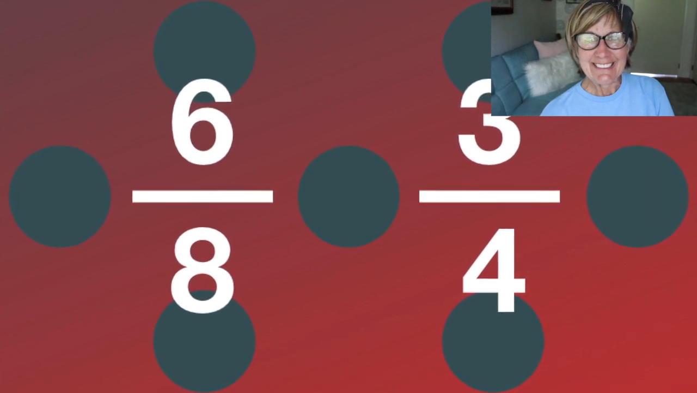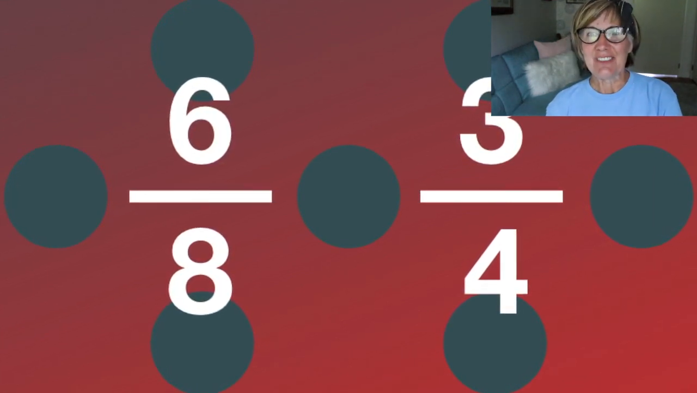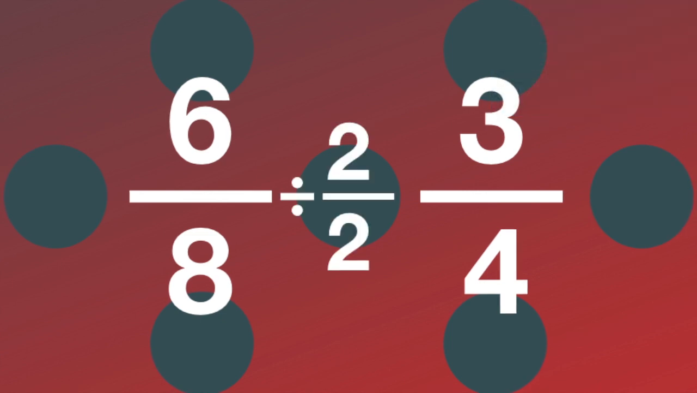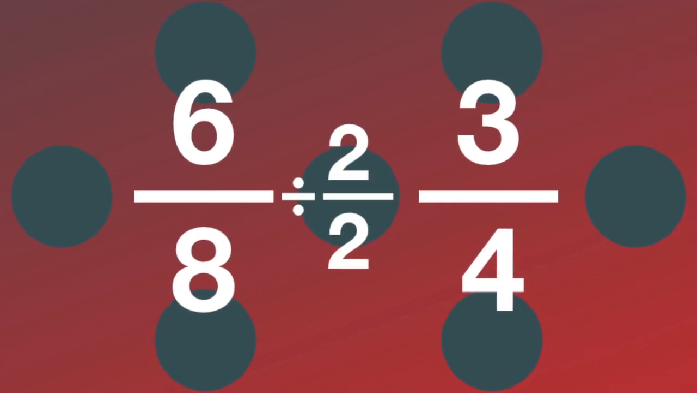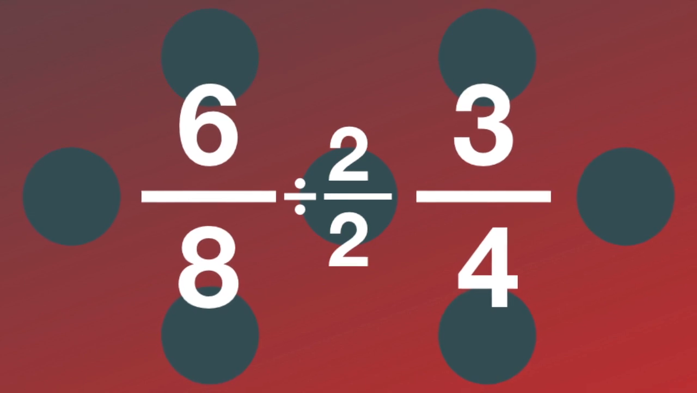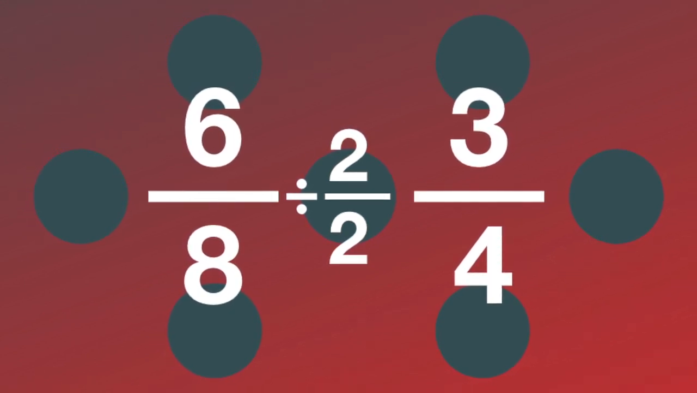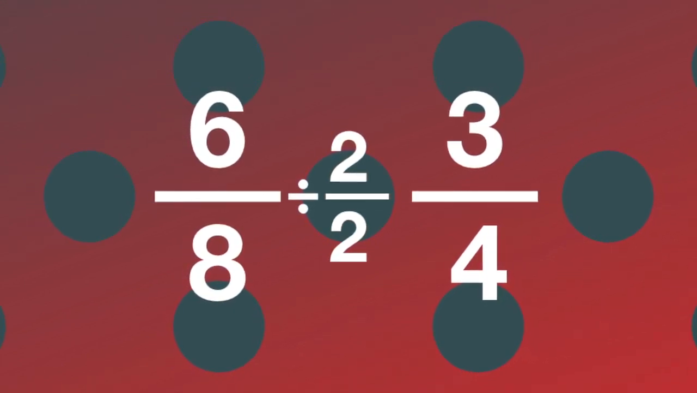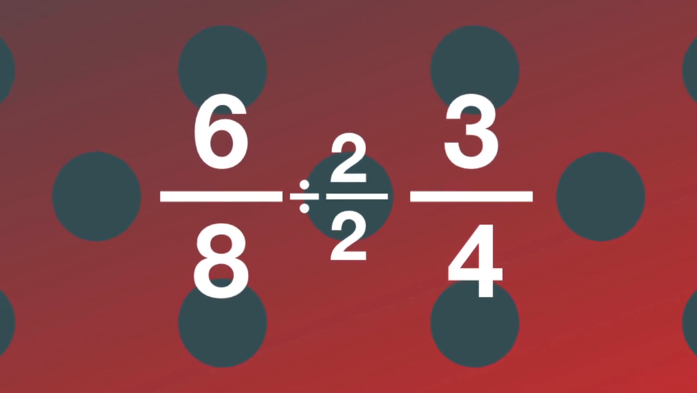That's right, they're equivalent, because if you divide 6/8 by 2/2, which is a form of 1, then you get 3/4. 6 divided by 2 is 3, 8 divided by 2 is 4.